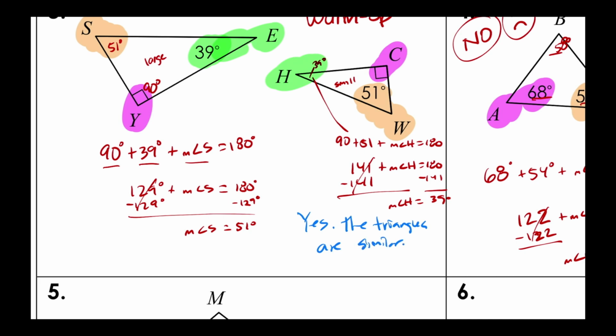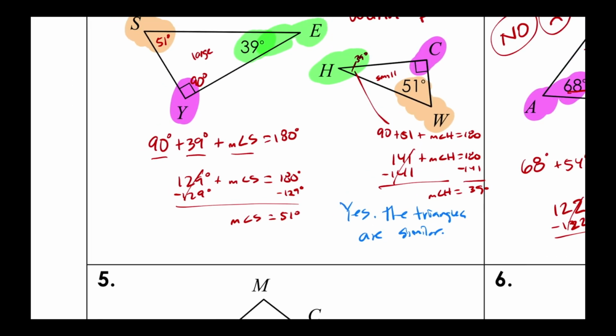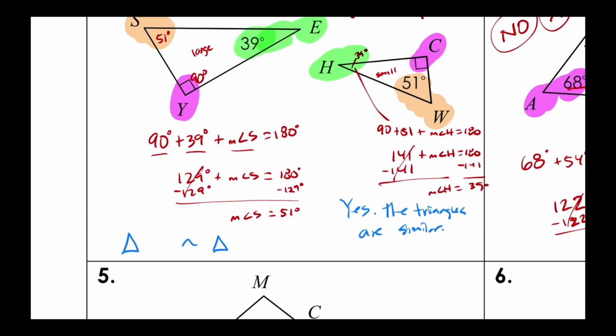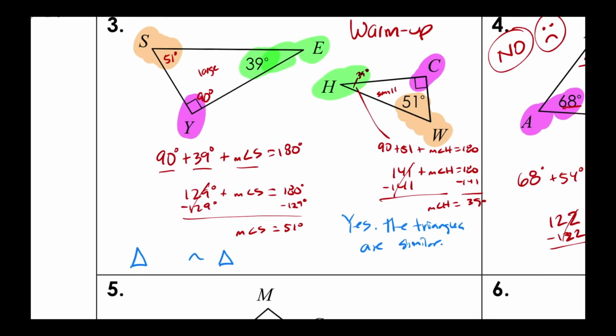So now that we know they are similar, we have to write a similarity statement. Triangle blank, blank, blank is similar to triangle blank, blank, blank. And remember, in our similarity statement, we have to have the matching pieces in the same order. It doesn't matter which one you start with, as long as it's the same order. So I'm going to start from large. I'm going to put the large one first, and then the small one second.